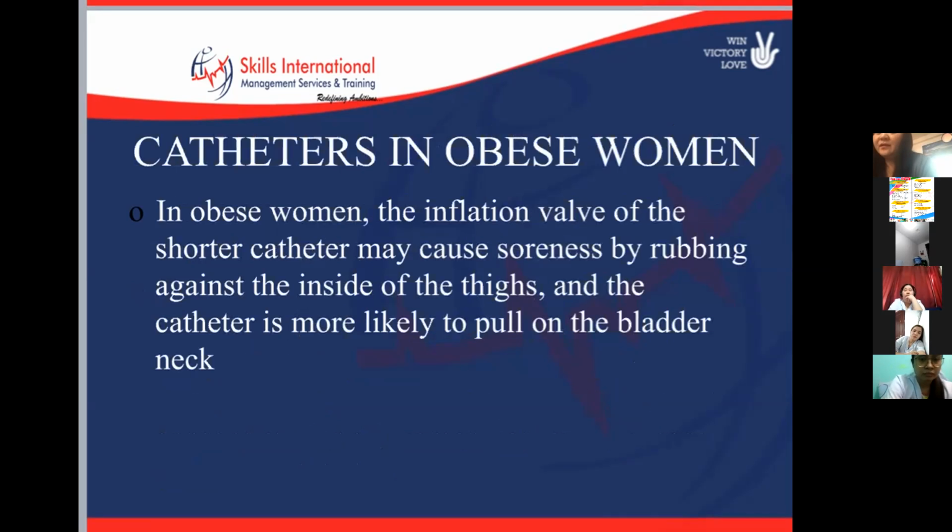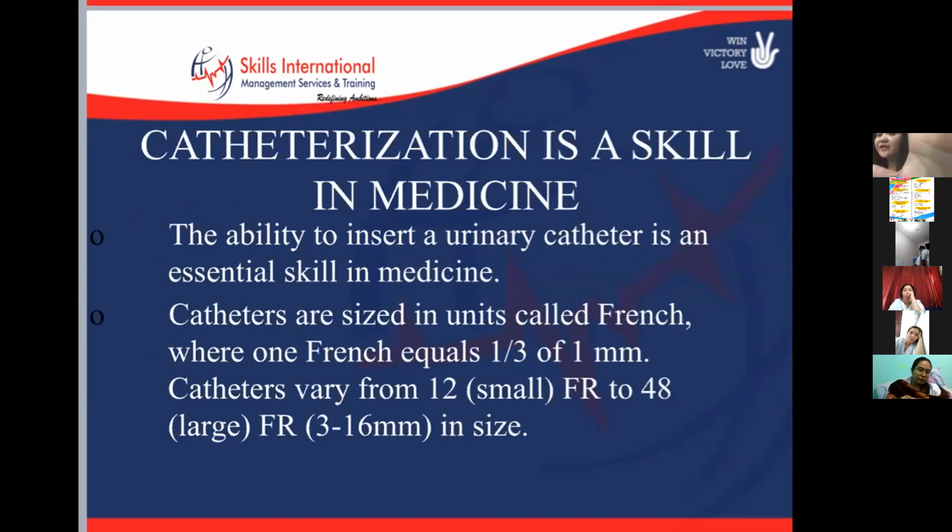In obese women, the inflate valve of the shorter catheter may cause soreness by rubbing against the inside of the thigh, and the catheter is more likely to pull out at the bladder neck. So it's very difficult to put a catheter in obese women because the thighs are big, and usually there's no space anymore. So we have to be very careful to check and observe the patient who has a catheter, especially obese women.